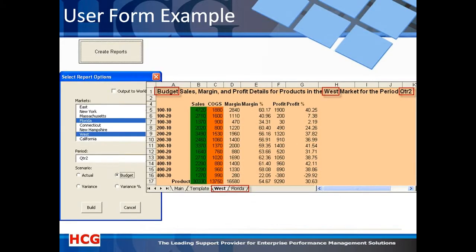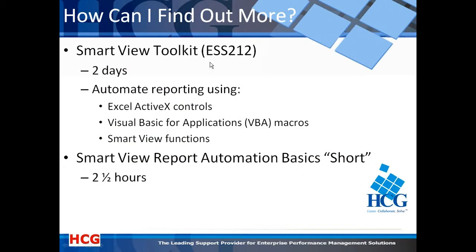So that's what you saw me do live. These are just screen captures, examples of the same thing. West and Florida, quarter 2 budget. Here's the budget West quarter 2 report. And of course, the Florida tab is next to it.